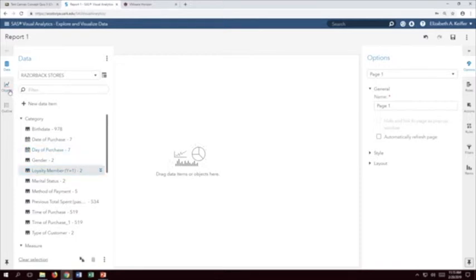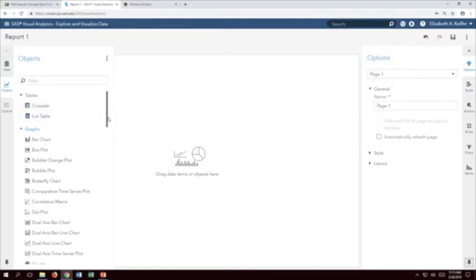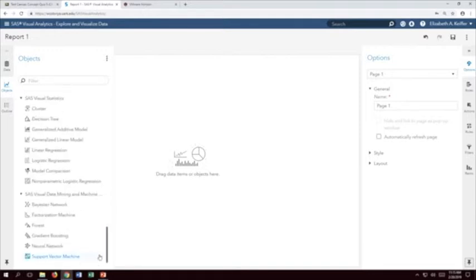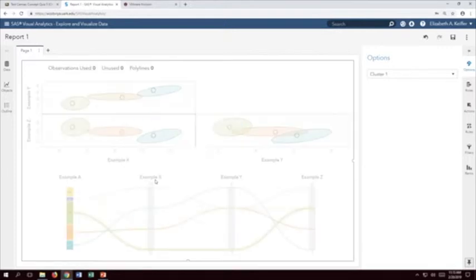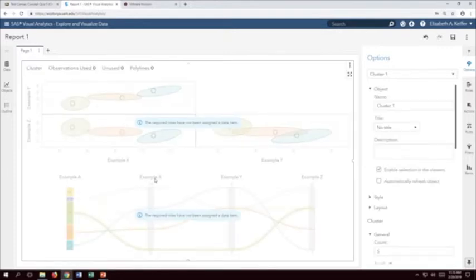And then we're going to go to objects. Scroll down pretty close to the bottom, and we'll find our SAS visual statistics that let us do clustering. Just pull a little cluster over here. What about all the dummy data? We're going to ignore that. I don't want to have you move it when I'm just going to say, let's not use it anyway.